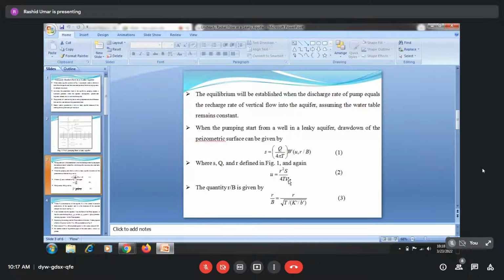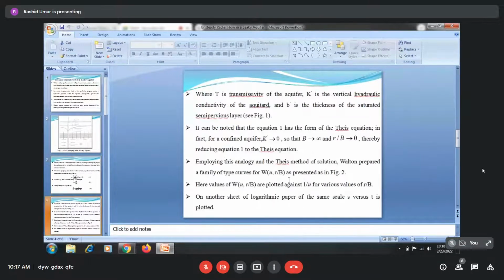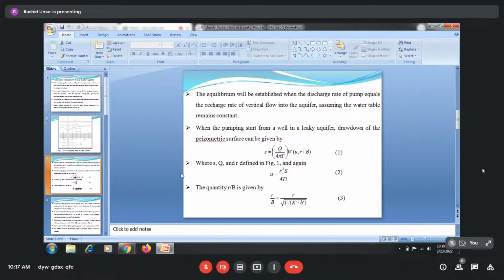So this is what the Walton equation is. Now, T is the transmissivity of the aquifer, K dash is the vertical hydraulic conductivity of the aquitard, and B dash is the thickness of the saturated semi-pervious layer. The same thing is explained here. What I had not said was T, that is the transmissivity of the main aquifer. And K dash is the hydraulic conductivity of the aquitard, B dash is the thickness of the aquitard. Okay.